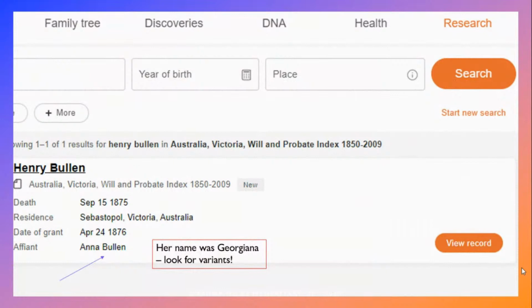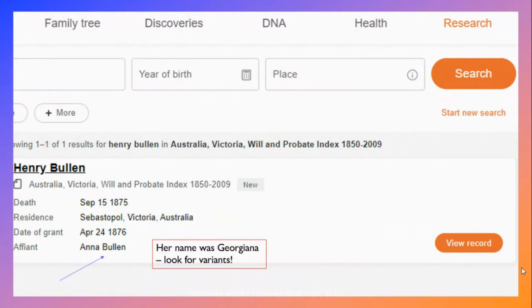He died in 1875. And you'll see his wife, where I've got the arrow, is Anna Bullen. Her name was Georgiana. You have to look for variants in these records because I was looking for Georgiana everywhere and she had shortened her name and was calling herself Anna. So think about those variants. They can really stop you from finding someone.